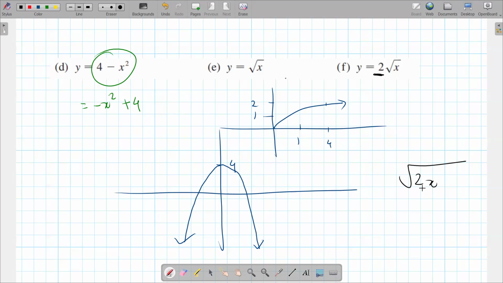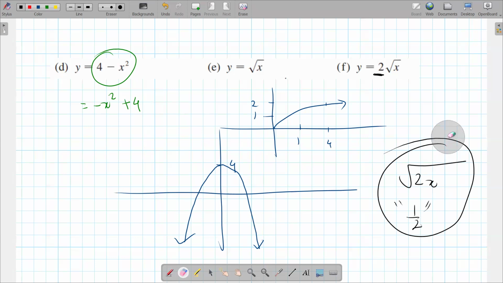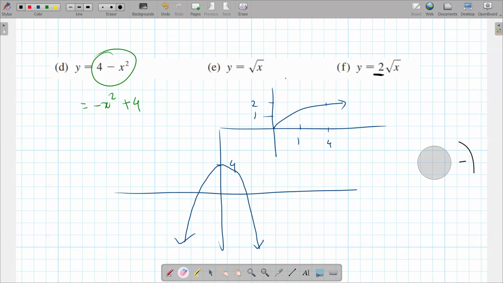If it was inside, it would affect the x values, but they would not double, they would halve, because inside it's the opposite. Remember, x lies, so anything inside the function is opposite. So if it was root 2x, your x values would be halved. For 2 root x, your y values are going to be doubled. Everything on the outside is as is.